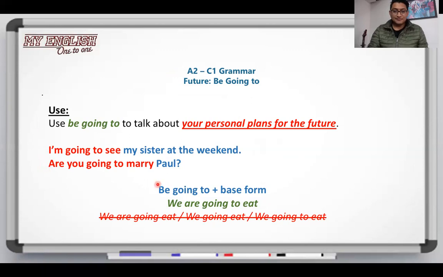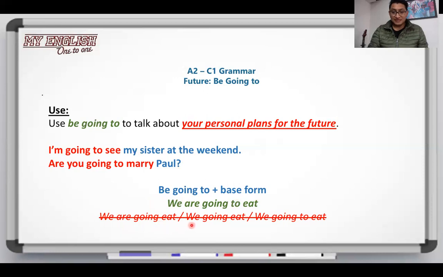All right. Now remember, the sequence be going to uses the base form of the verb. For example, we are going to eat. Do not repeat twice the to. So here are some common incorrect mistakes. This one, for example: we are going eat. So what's the problem here? Basically, we are forgetting the particle to.